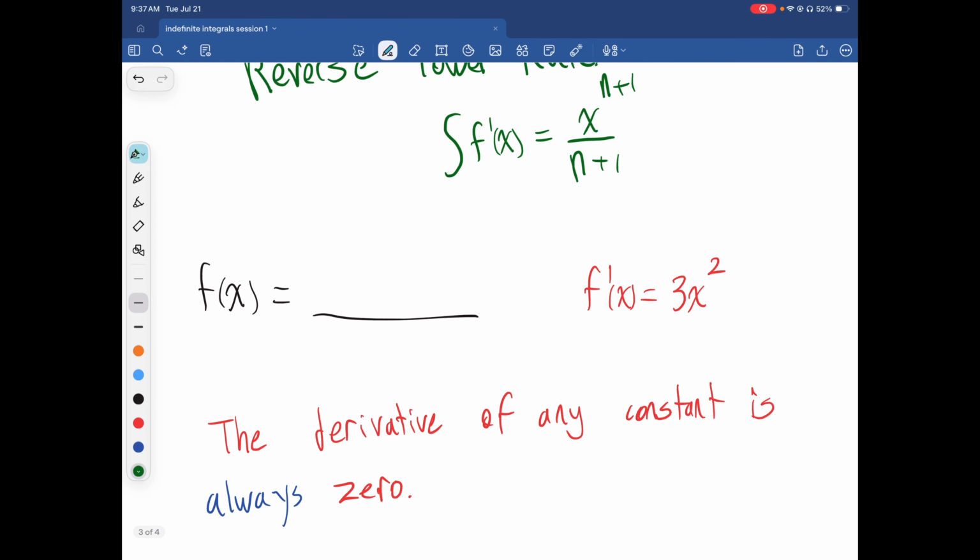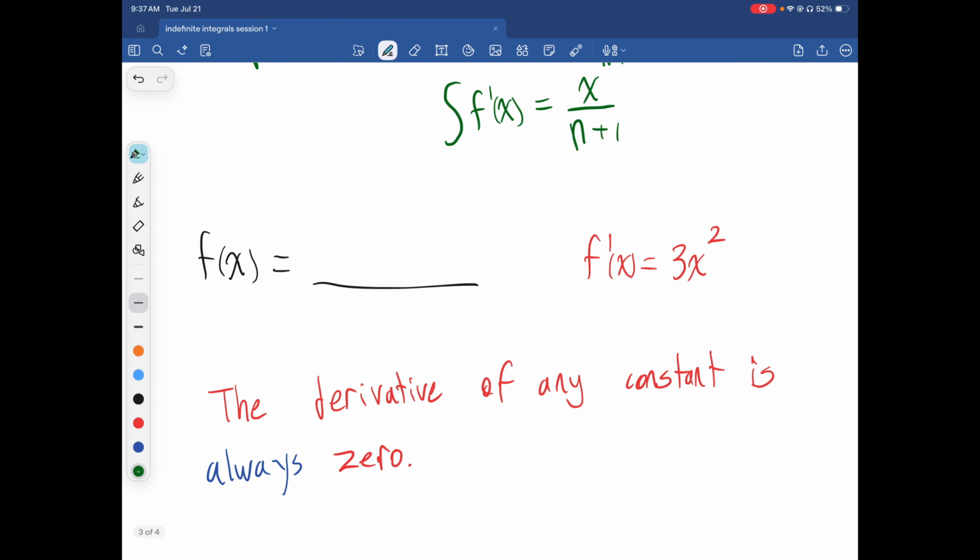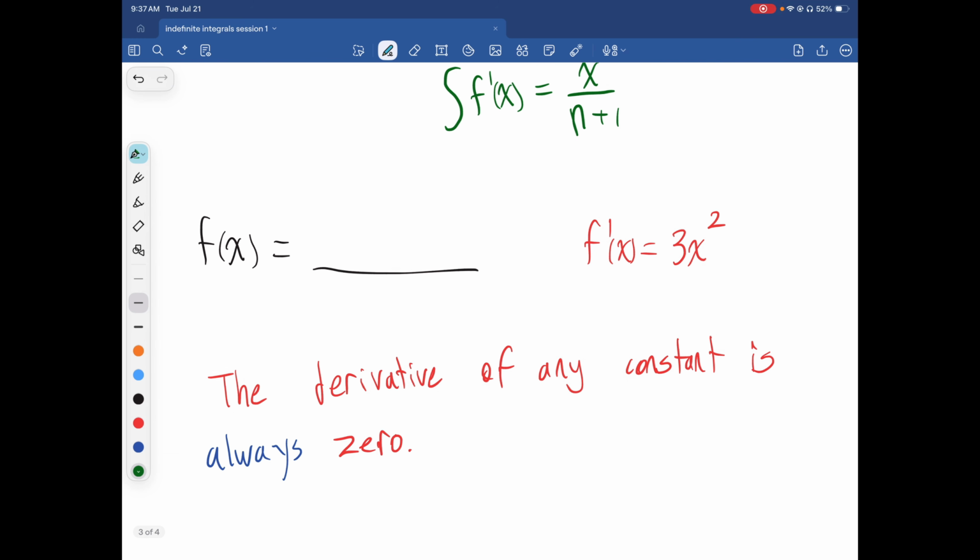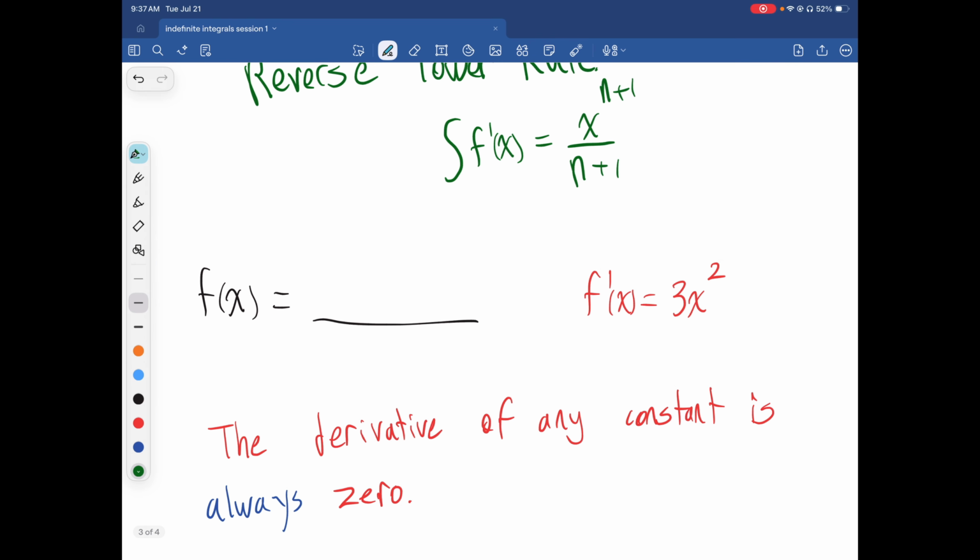So using this as an example here, 3x squared, let's follow the formula. So we have 3x squared, and that's going to be plus 1, divided by 2 plus 1. So we're going to have 3x to the 3 over 3. So it looks like our final answer here is just going to be x cubed.